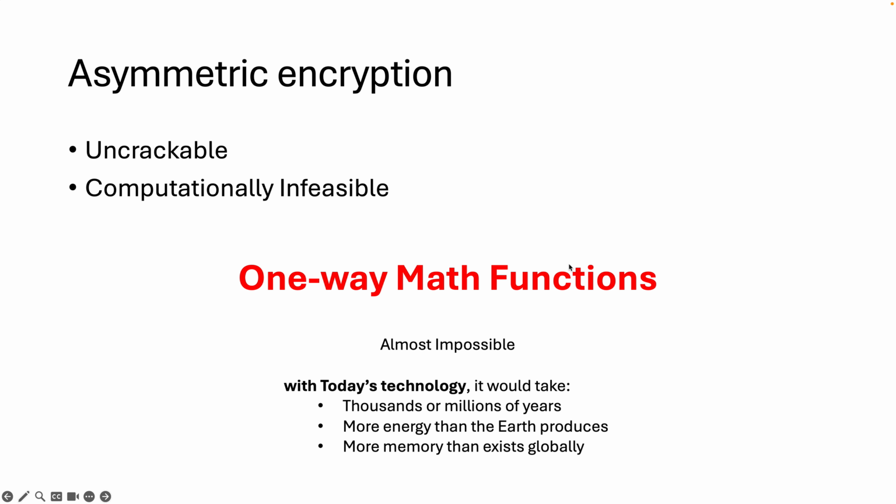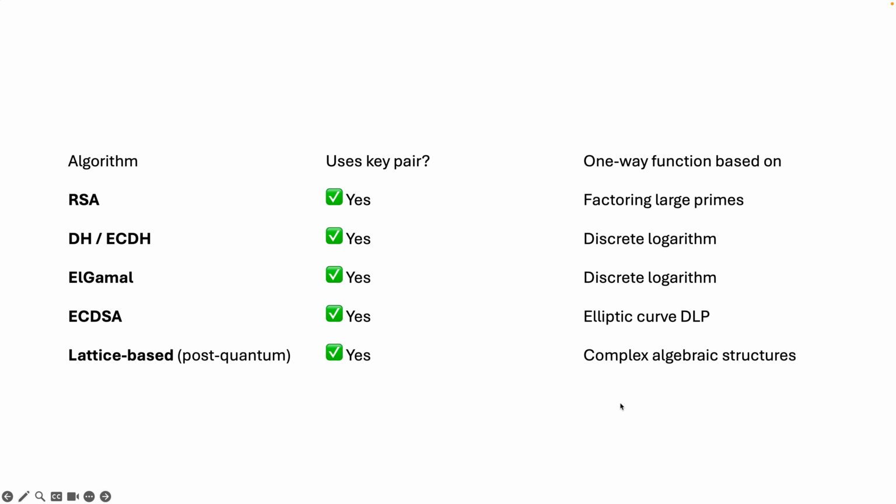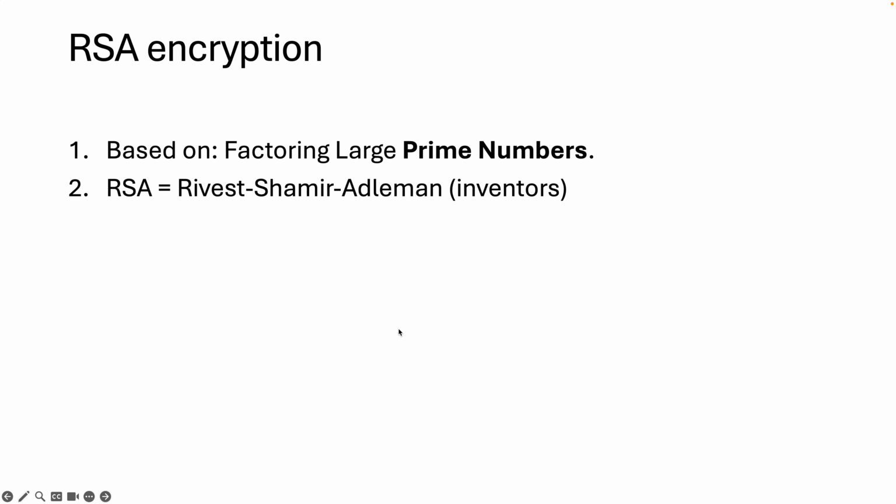So now you know the beauty of asymmetrical encryption. You know how safe it is. Here are some common asymmetrical encryption algorithms. As you can see, all asymmetrical encryption needs a key pair, but they are built on different one-way functions.